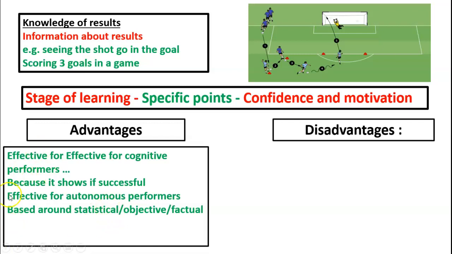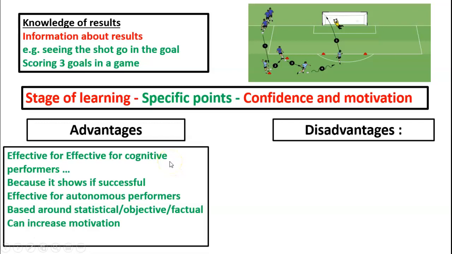Now of course, as always, if this information is good, if these statistics are objective, or if for a cognitive stage learner the ball has gone into the goal and they can see it successful, this can be really positive for motivation, and indeed you could add on confidence on here. But as you can see, I'm sure, if you don't get it in the goal or you don't score very often, it can have the reverse. So let's have a look then. First up, disadvantages of knowledge of results.